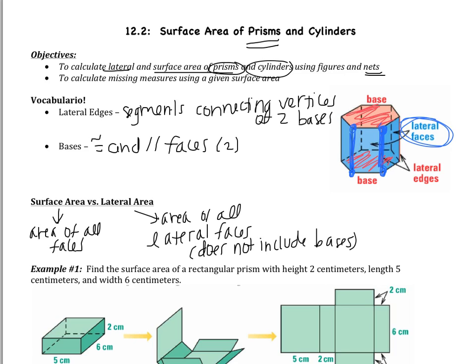So the lateral area is always going to be less than the surface area because the surface area includes all of the faces. Looking at that figure above, the surface area would include the 2 red hexagons and then the 6 blue rectangles, while the lateral area would only include the blue rectangles. So enough of all these definitions, let's look at example number 1.